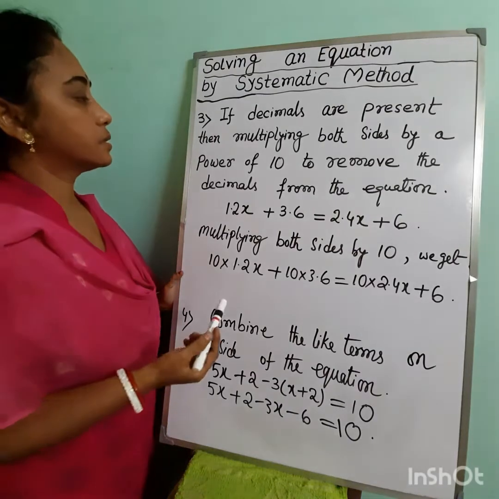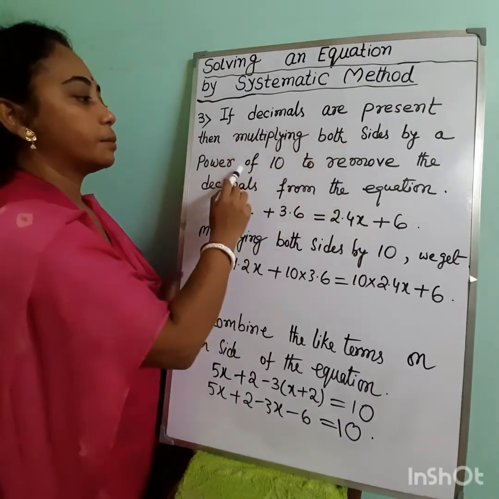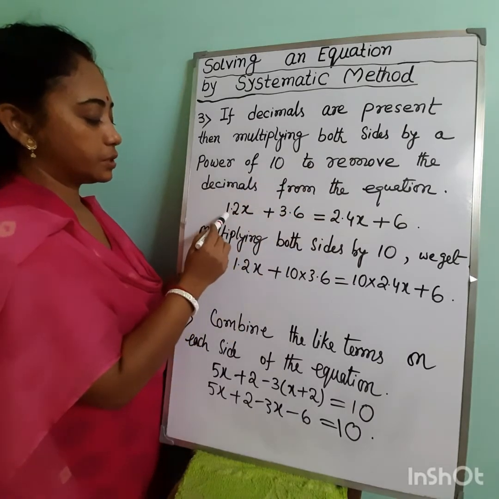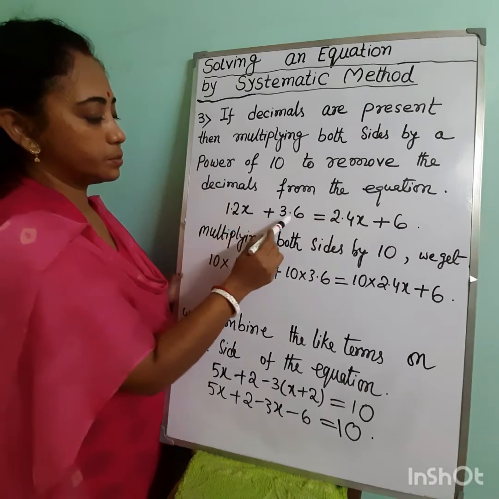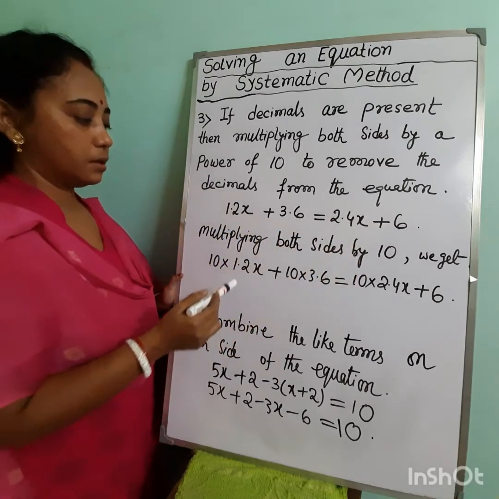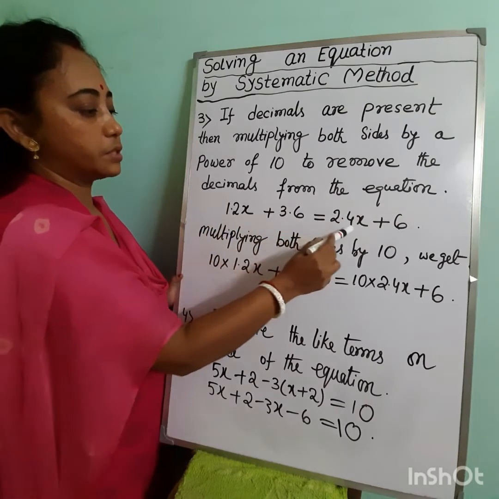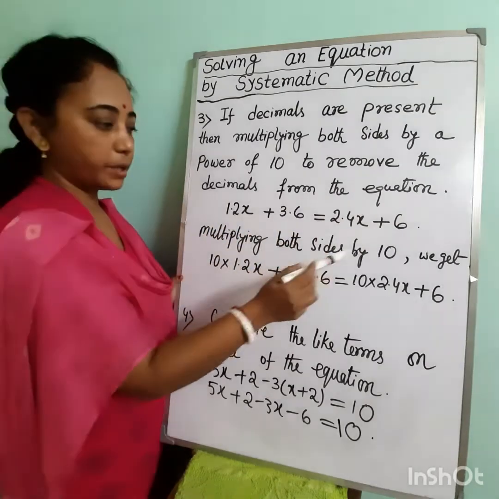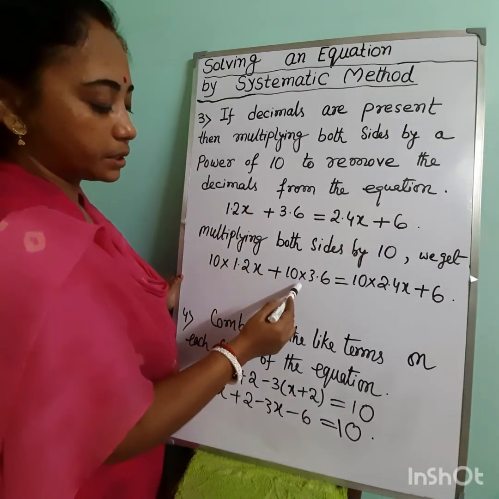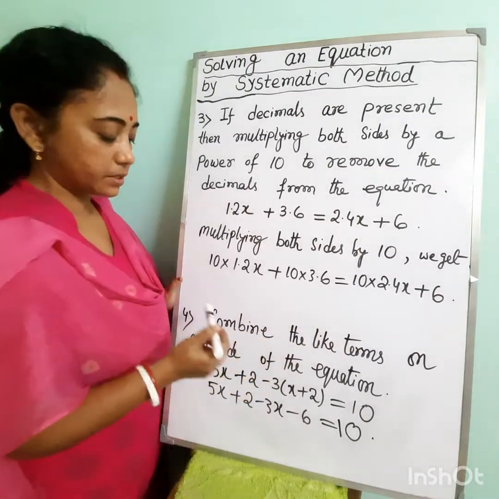Now let's see the third step. If decimals are present, then multiply both sides by a power of 10 to remove the decimals from the equation. So here the given equation is 1.2x plus 3.6 is equal to 2.4x plus 6. So here one place of decimal is present in every term. So multiplying both sides by 10, we get 10 multiplied by 1.2x plus 10 multiplied by 3.6 equals 10 multiplied by 2.4x plus 6.